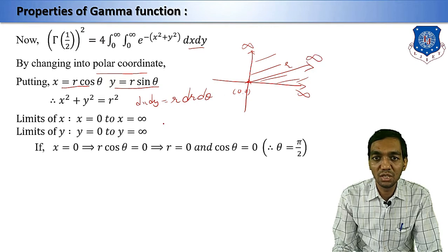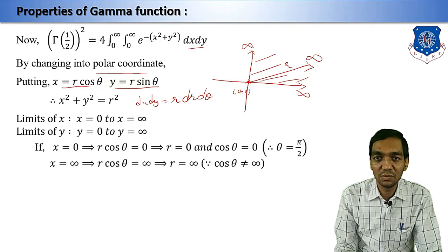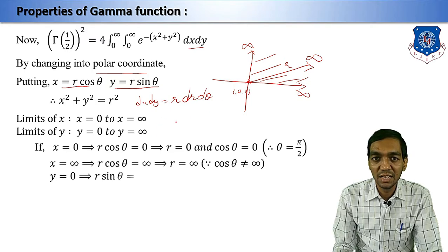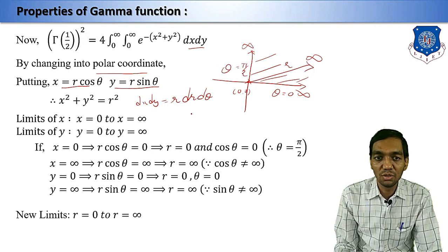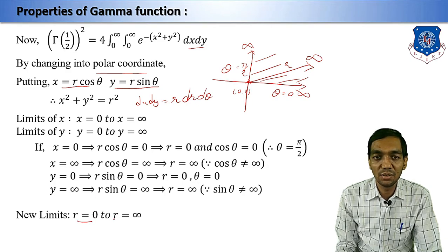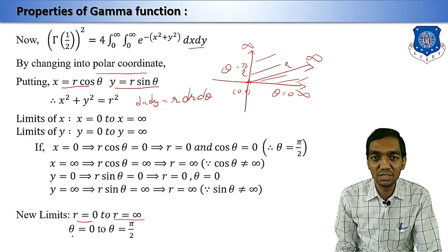So if you put the limits of r, then r is starting from 0 ending at infinity. And if you start with θ, then θ goes from 0 to π/2. Okay. So now you have the limits of r from 0 to infinity, and θ from 0 to π/2.